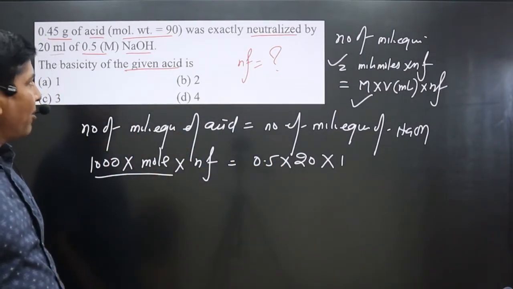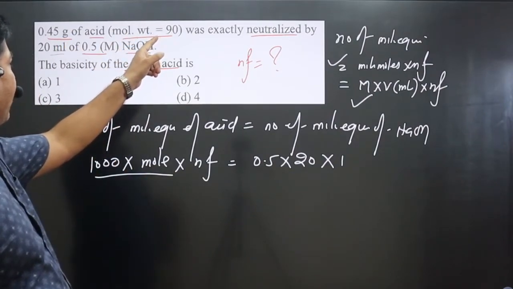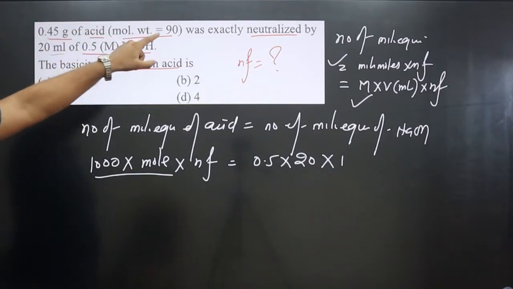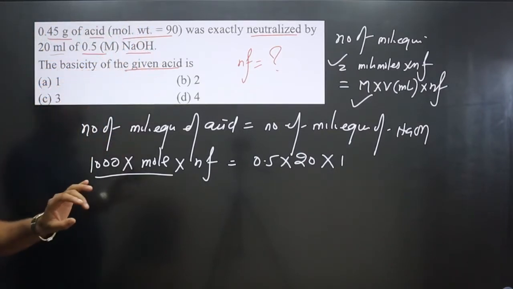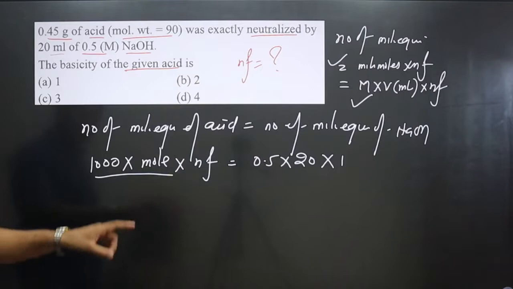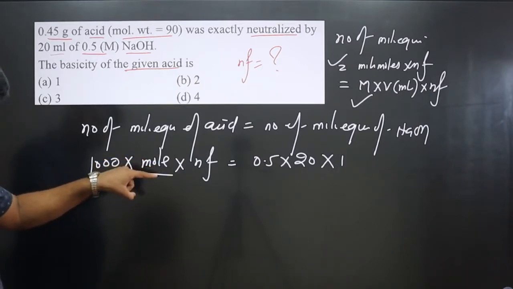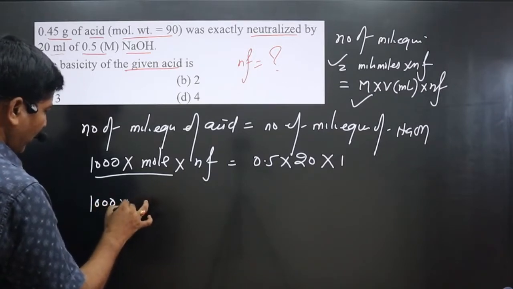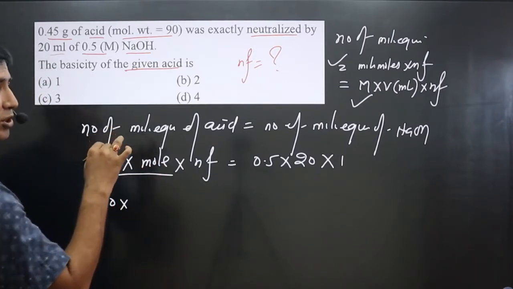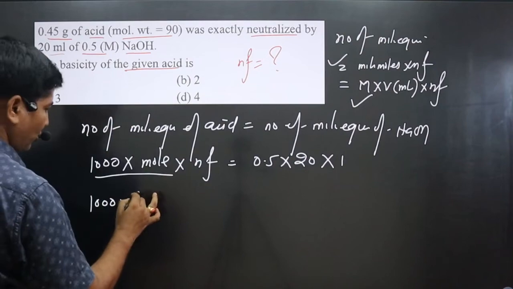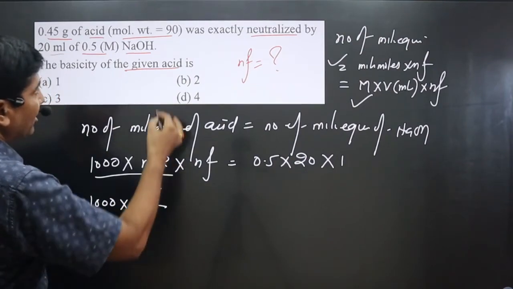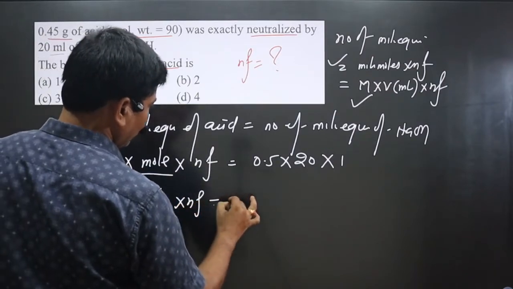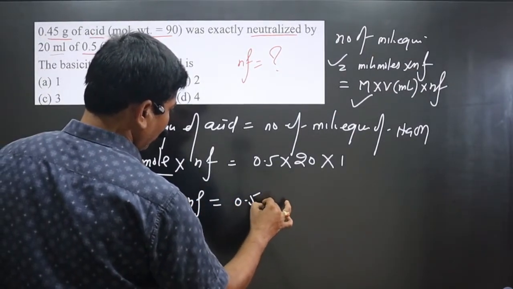We have moles. Moles can be calculated for the acid. Okay, pay attention carefully. Mass is given here and molecular mass is also given there. So mole is equal to mass by molar mass. So in this place I can put mass by molar mass. Then we have 1000 multiplied by mass by molar mass. Mass is what? 0.45, and molar mass is what? 90. And multiplied by n factor, equal to 0.5 multiplied by 20.